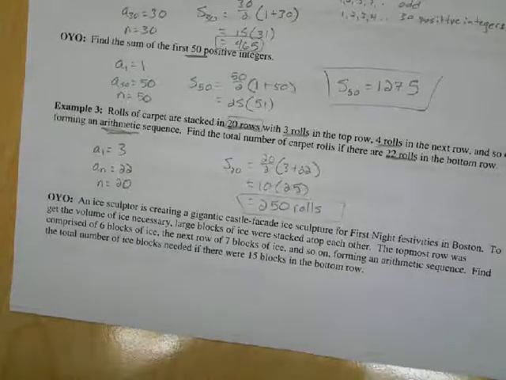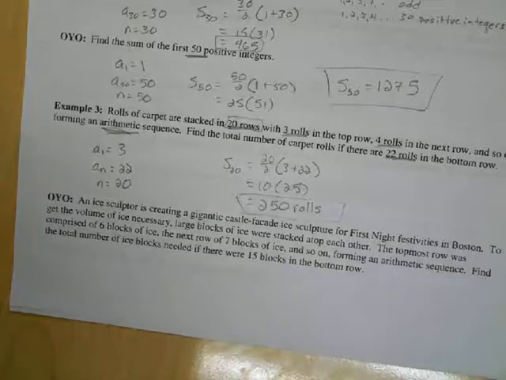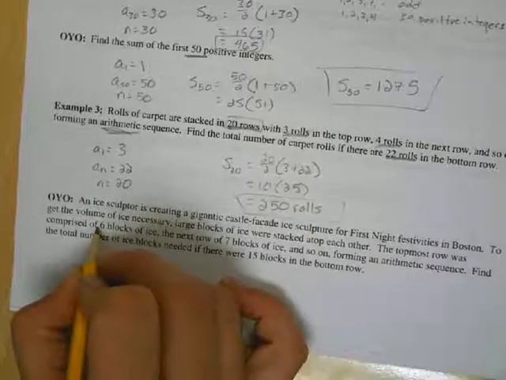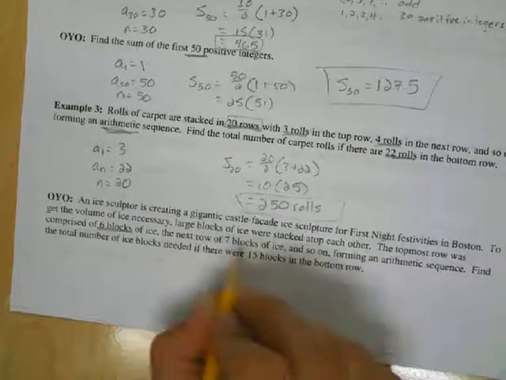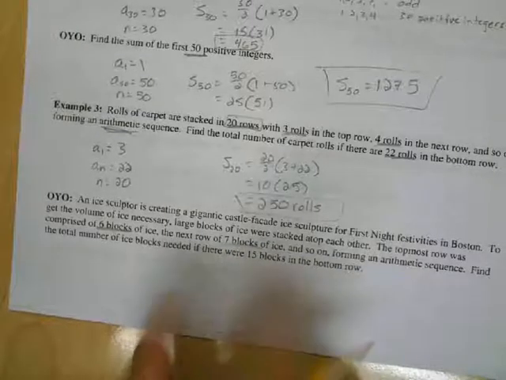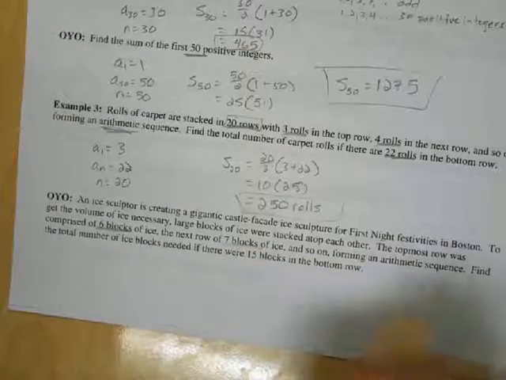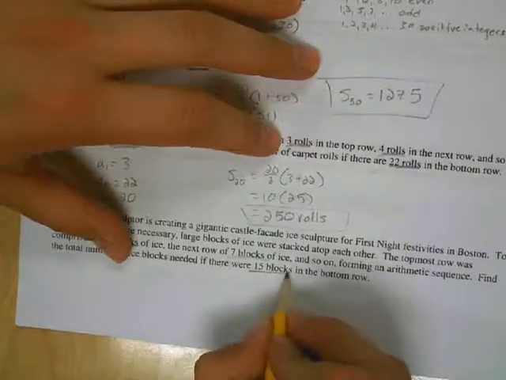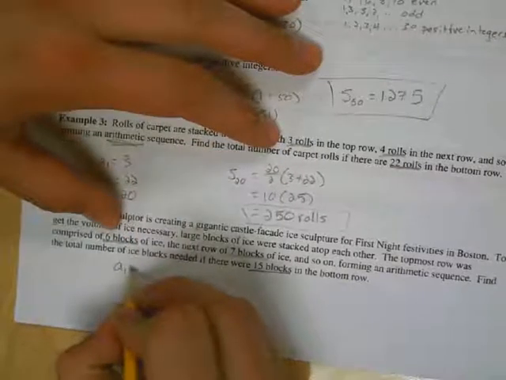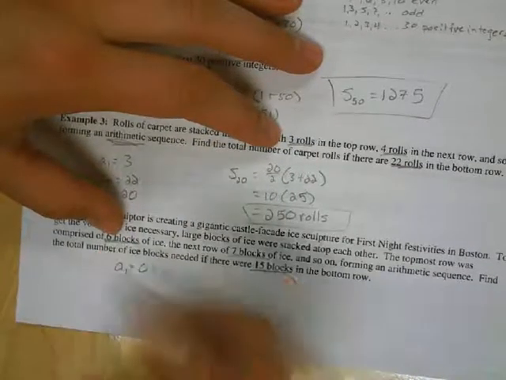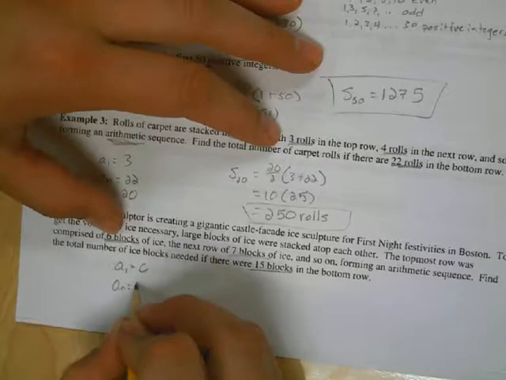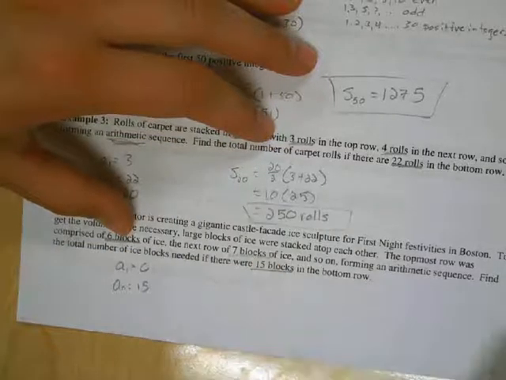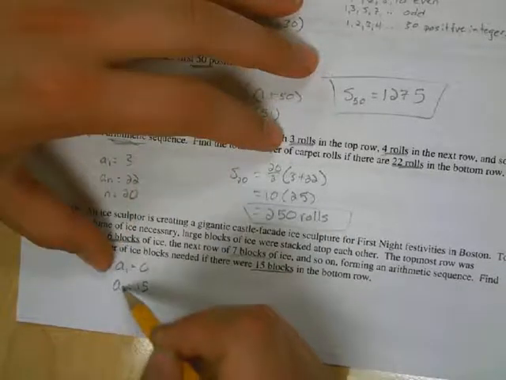Okay, so now, if you hit pause, which I hope you did, we're looking at pulling out the important information. The topmost row was comprised of 6 blocks, and the next row has 7. So again, we're increasing by 1 each time. That makes a difference. And then we're going to look for the total number of blocks needed if there were 15 blocks in the bottom row. So I know my first row is 6, and I know my last row is 15. We're increasing by 1, so what I have to figure out is what N is.